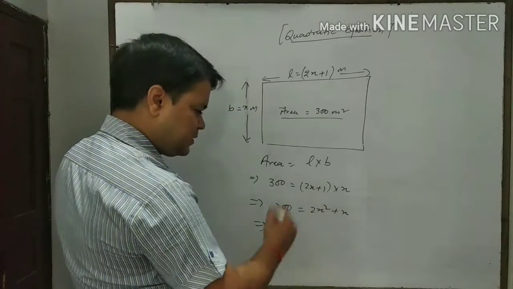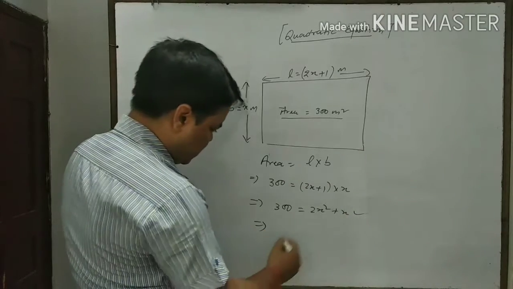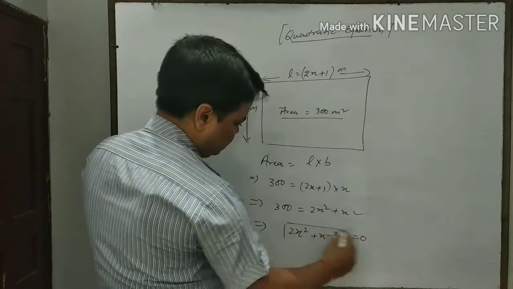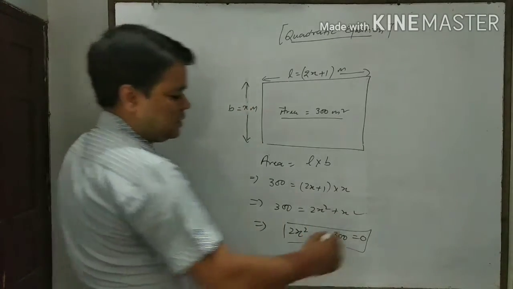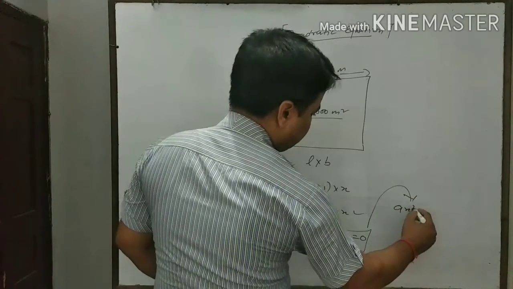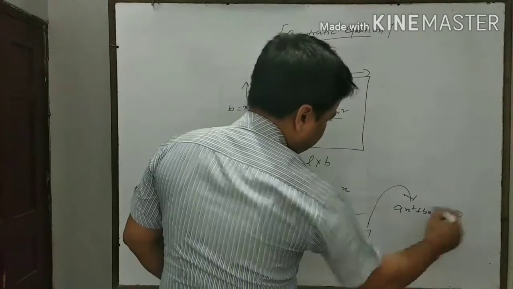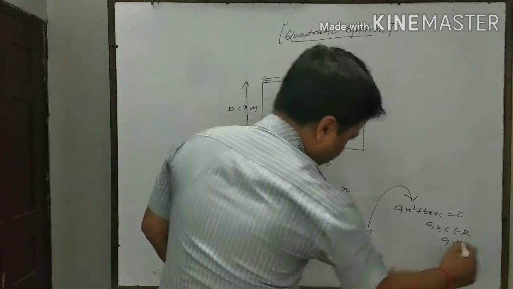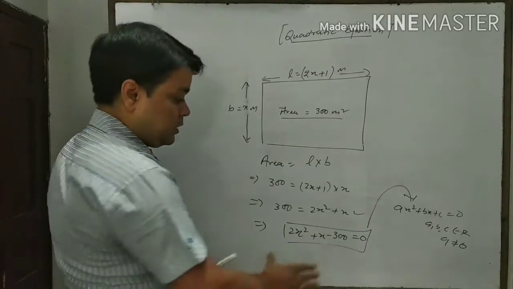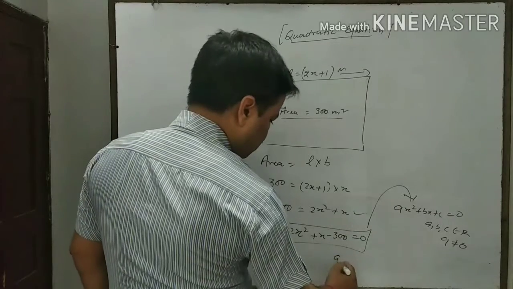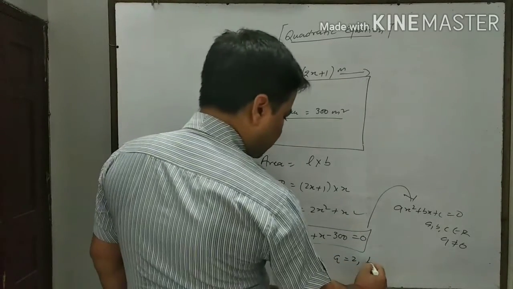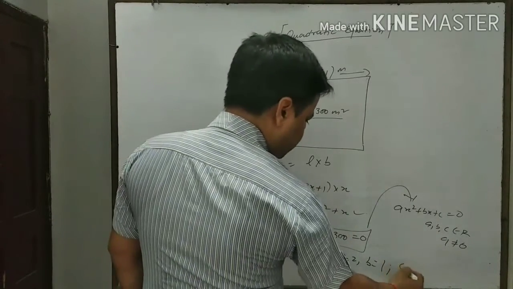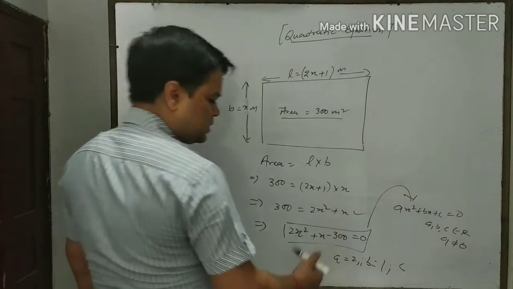Now we can rearrange the equation this way: 2x square plus x minus 300 is equal to 0. Now compare it with the standard form ax square plus bx plus c is equal to 0, where a, b, c belong to real numbers and a is not equal to 0. According to this, what is the value of a? That is 2. The coefficient of x, that is b, is 1. And what is the value of c, the constant term? Minus 300.